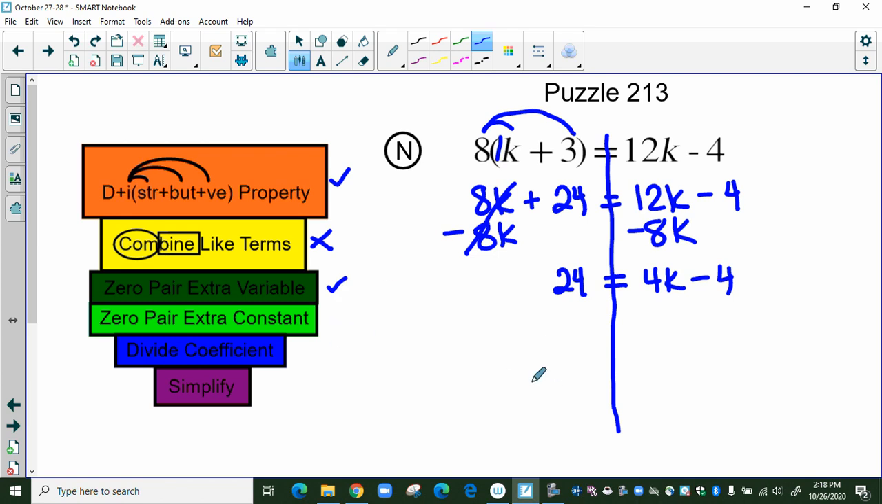Now I'm looking for my extra constant. Up until now, the extra constant has always been on the left side, but this 24 is not the extra. The negative 4 is the extra. Remember, you look for your variable, and then you look for the constant that's on the same side with it. So this negative 4 is the one that we want to zero pair out.